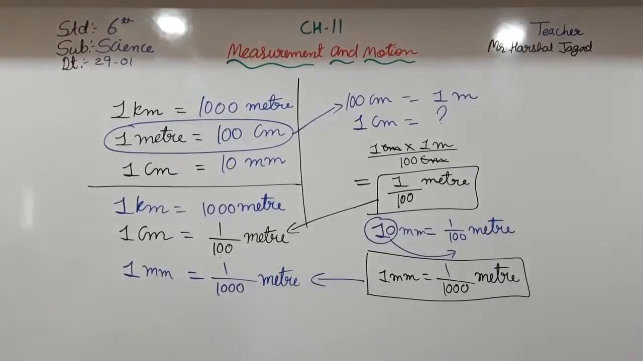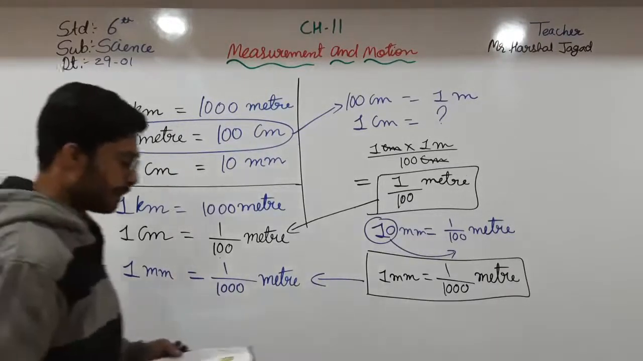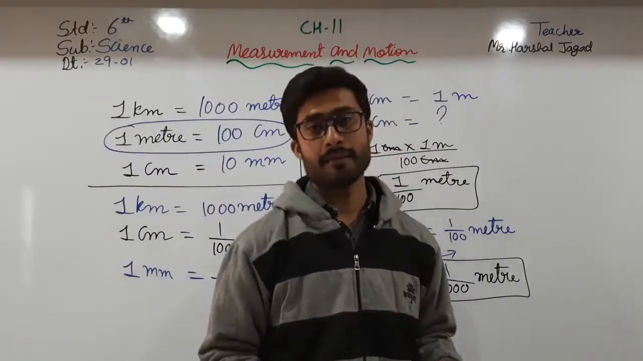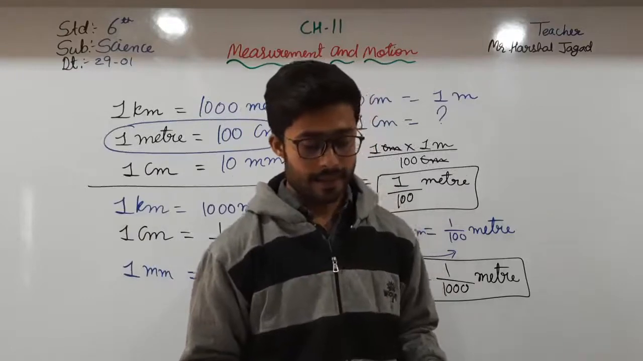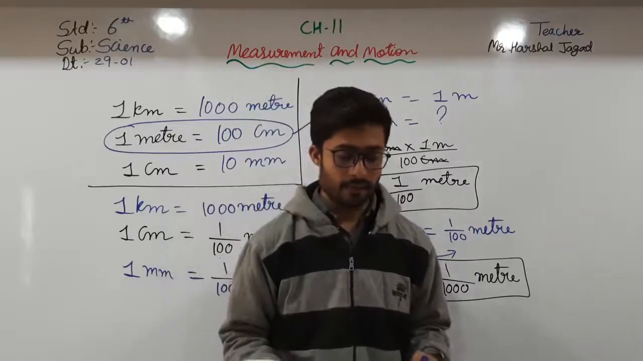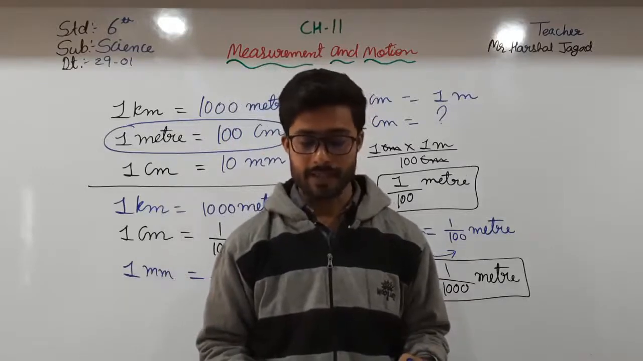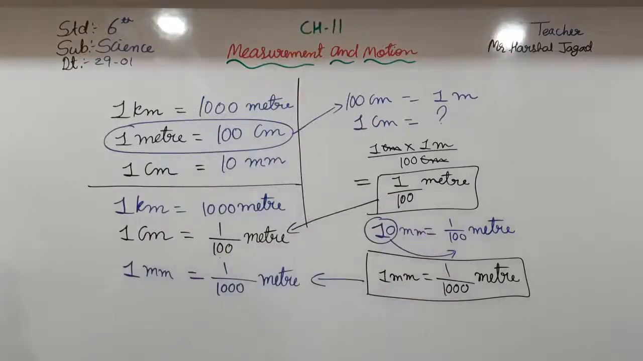Okay, now moving forward, you can see measurement of the length. So what is the measurement of the length? You can see here it is given the length of an object is the distance between the two ends of the object. Here I am just writing that.